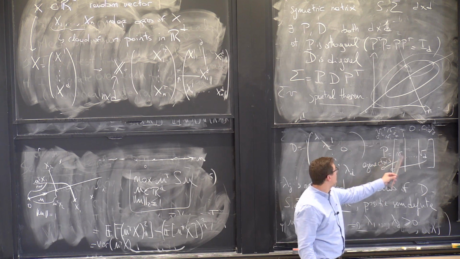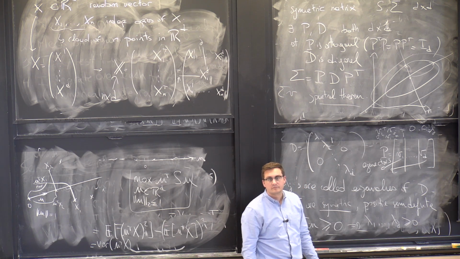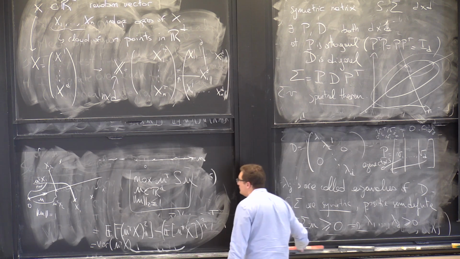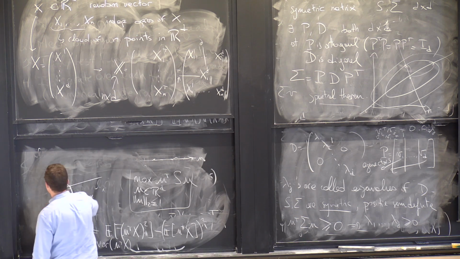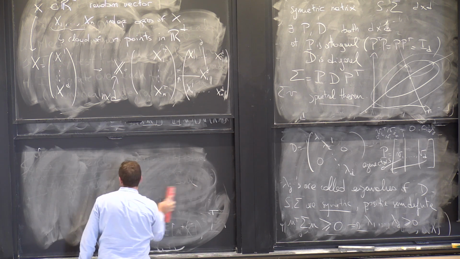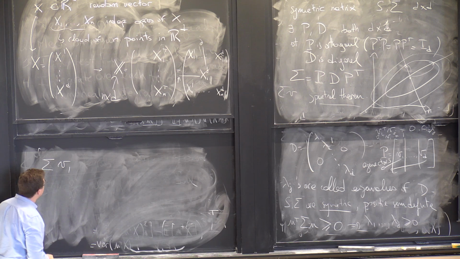And V1 is attached to lambda 1, and V2 is attached to lambda 2. Okay? So let's see what's happening with those things. What happens if I take sigma? If you know eigenvalues, you know exactly what's going to happen. If I look at, say, sigma times V1, well, what is sigma?